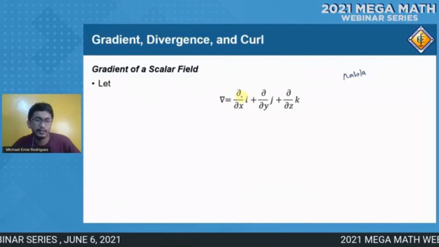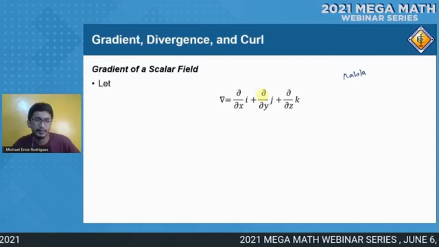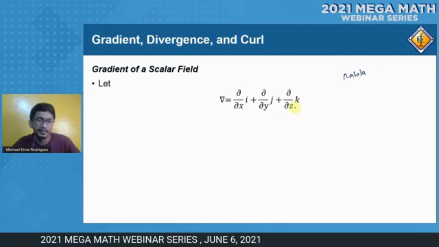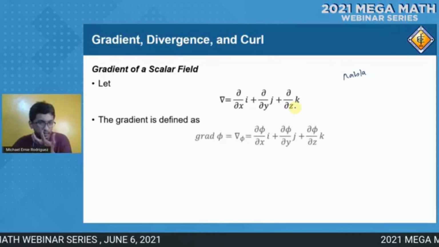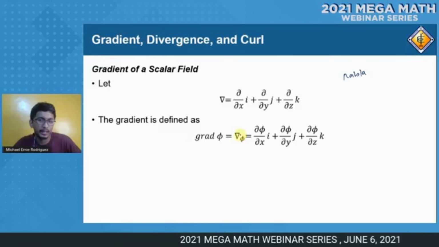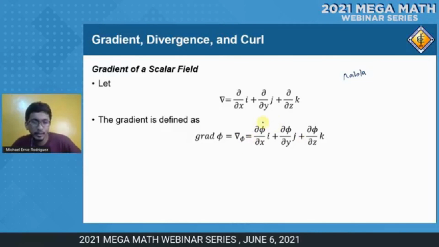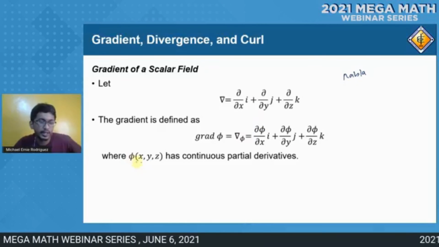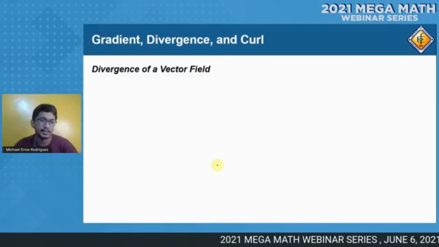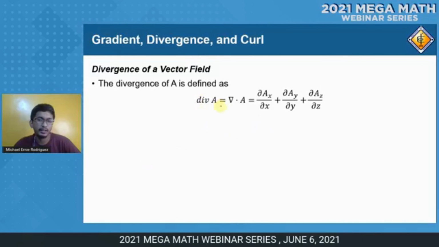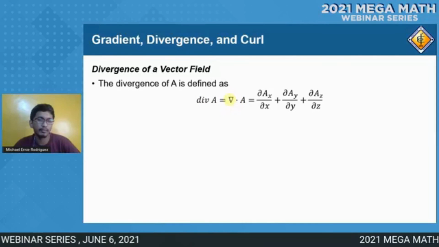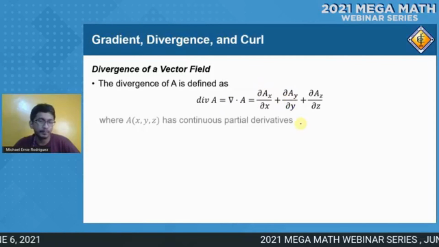So we have the partial derivative of i with respect to x plus the partial derivative of j with respect to y, and then the partial derivative of k with respect to z. So partial derivatives ang concept dito. So ang gradient is defined as the gradient of phi is equal to nabla phi is equal to this, where your phi of x, y, z has continuous partial derivatives. And then for the divergence, div A is the dot product of nabla and A. So we have this.